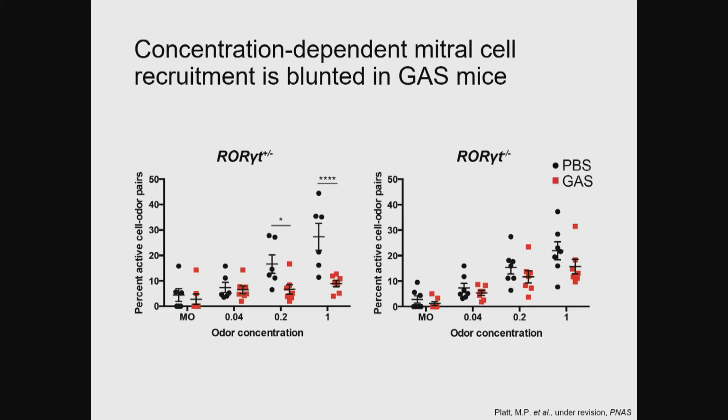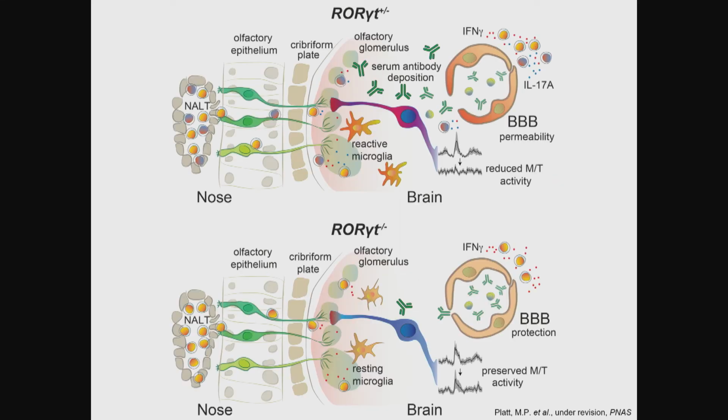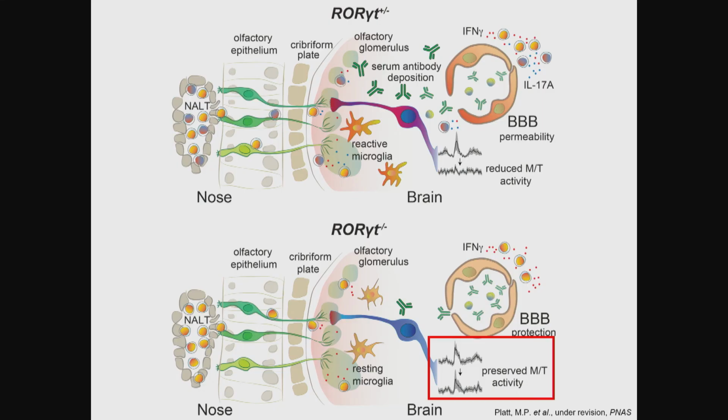And this is also affecting the ability to recruit more cells if you increase the concentration of odorant. So we sort of arrived at this model that's imminently published, hopefully, where a pure Th1 population is recruited to the olfactory epithelium in ROR knockouts in comparison to the mixed Th1, Th17 population. And these interferon gamma releasing Th1 cells are much less efficient at breaking the blood-brain barrier, resulting in much happier microglia that are just content to rest and not have to phagocytose as much. And then that preserves the activity of the mitral cells that are signaling odorant information back to the rest of the brain.